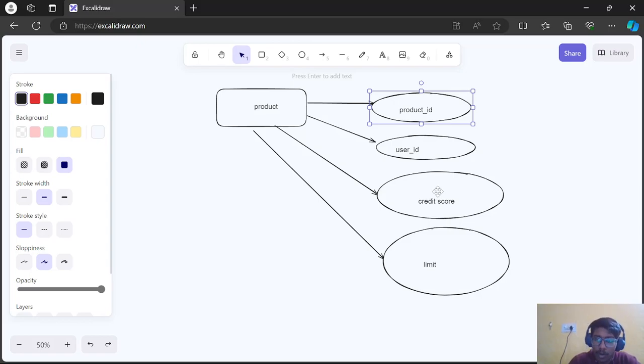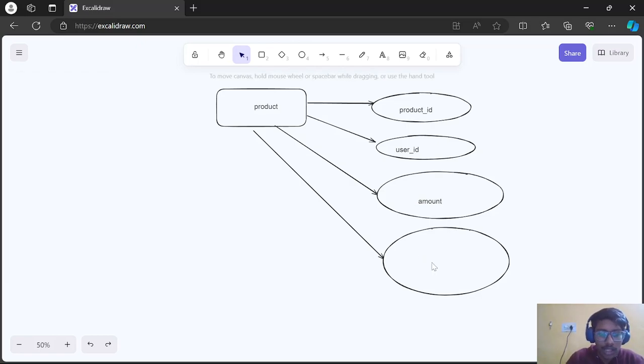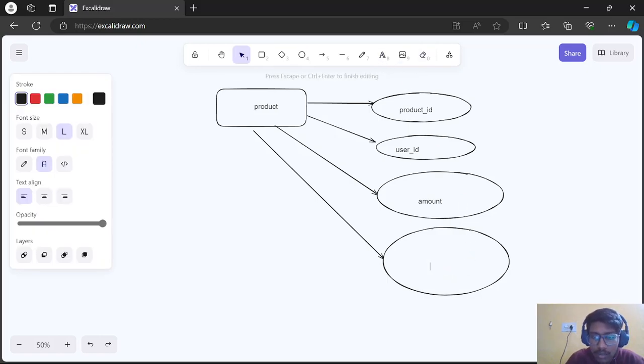And the next one would be not credit score, of course, that would be amount. It indicates the amount of product that is available. And the last one would be store. Last one would be store. So it provides in which store the particular product is available, like a product that is available in the grocery one or in the other one, etc. So this is all about the product entity.